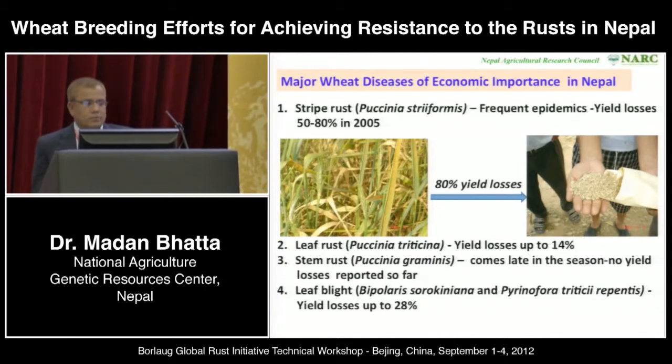Second one is leaf rust. Yield loss up to 14% has been reported, but now it is under control with the deployment of durable resistance varieties with LR34 and LR26 major-minor gene combinations. Leaf blight is very common in the plains, lower Tarai of Nepal, and yield losses have been reported up to 28% in susceptible varieties. Now we have many varieties resistant to leaf blight.